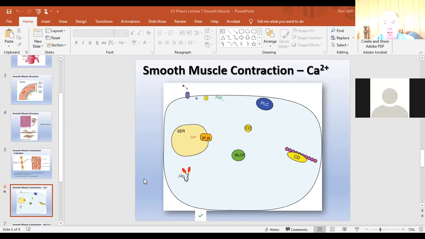Phosphorylating and dephosphorylating is correlated to contraction and relaxation.